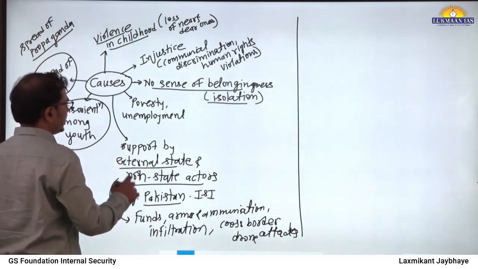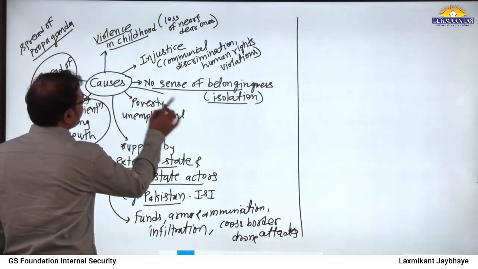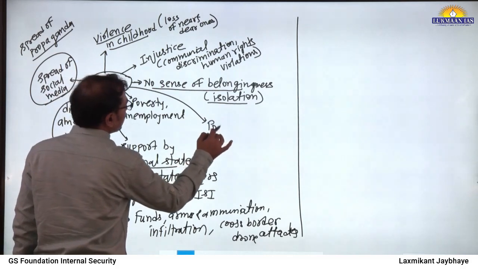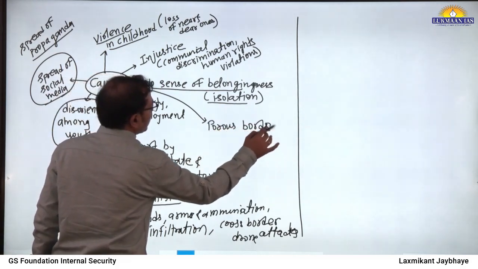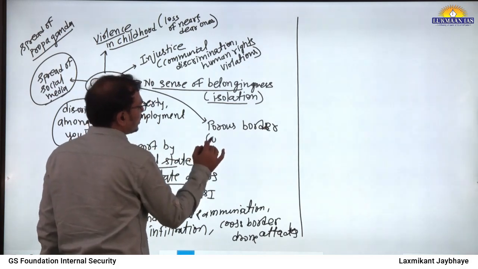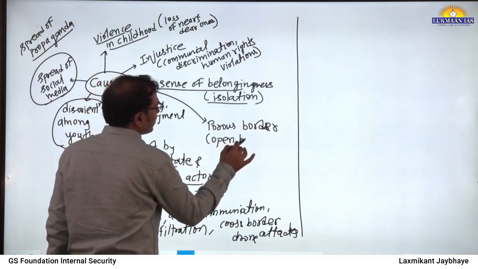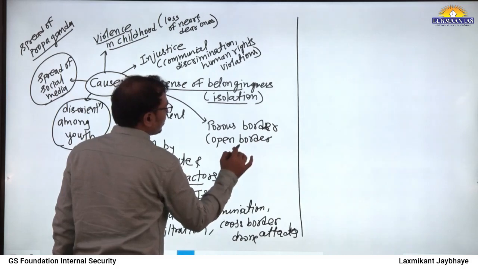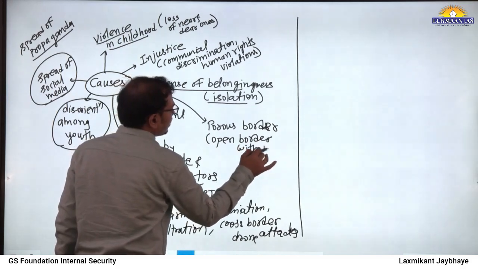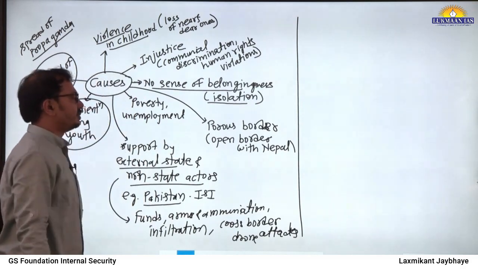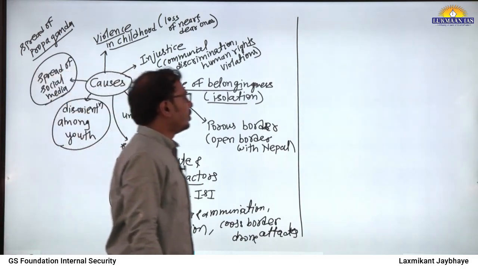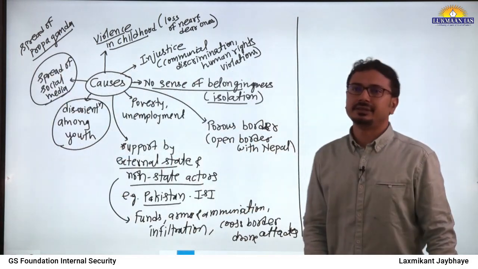Okay, then yes, you mention here porous borders also one of the reasons. Open border with Nepal, one of the reasons. So effective border management, lack of effective border management, also one of the reasons.